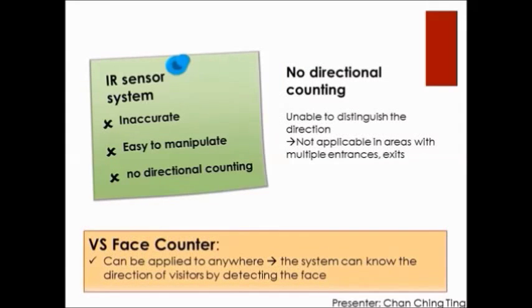Lastly, the IR sensor is unable to distinguish the direction. Therefore, it is not applicable in areas with multiple entrances and exits. In contrast, the face counter can be applied anywhere. The system can recognize the direction of visitors by detecting the faces. All in all, the face counter can overcome the problems resulting from sampling, transaction records, and the IR sensor system.